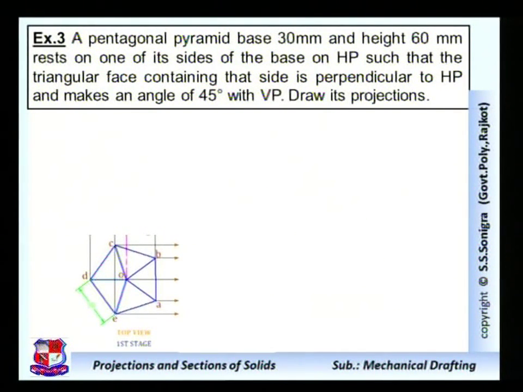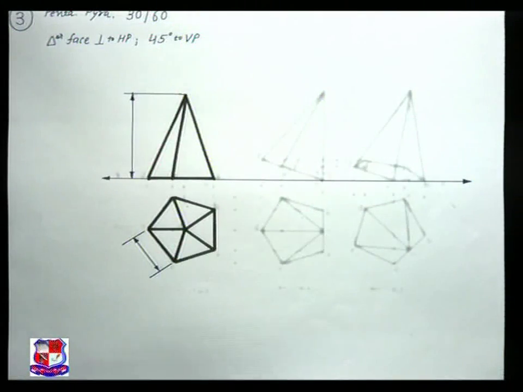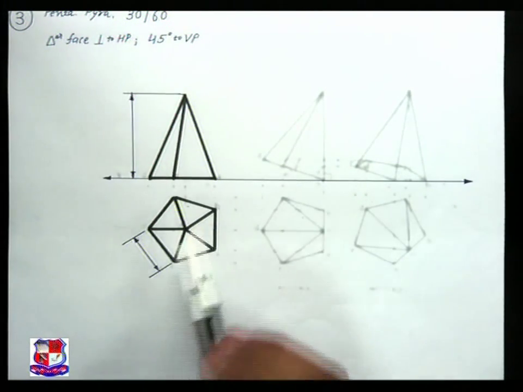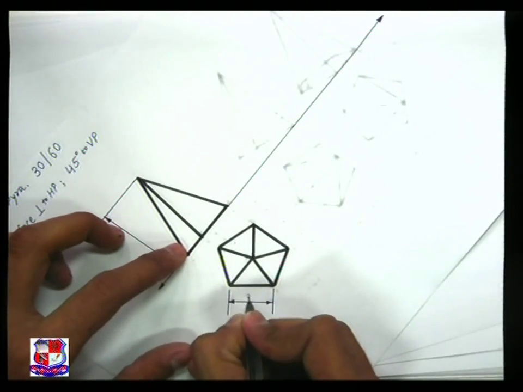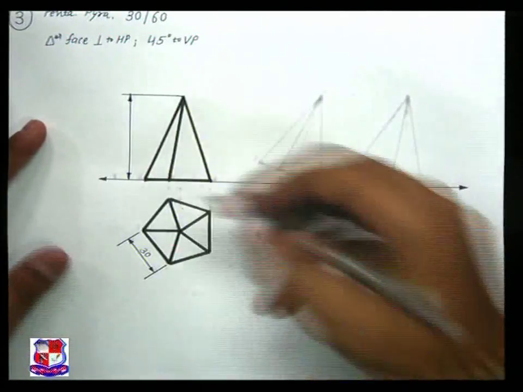So the first step would be a pentagonal pyramid. The pentagon is to be drawn below the XY line, with side length 30 mm and height 60 mm. So this would be the first step. Let me draw this problem like this. Here it is given that this is the top view, and we can insert the side length. The side length is 30 mm and height is given as 60 mm.